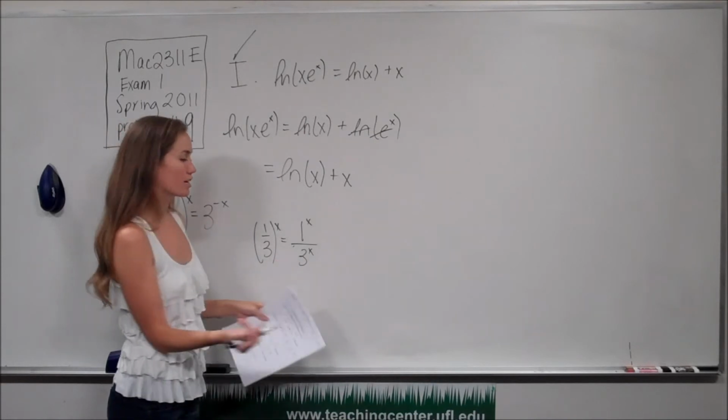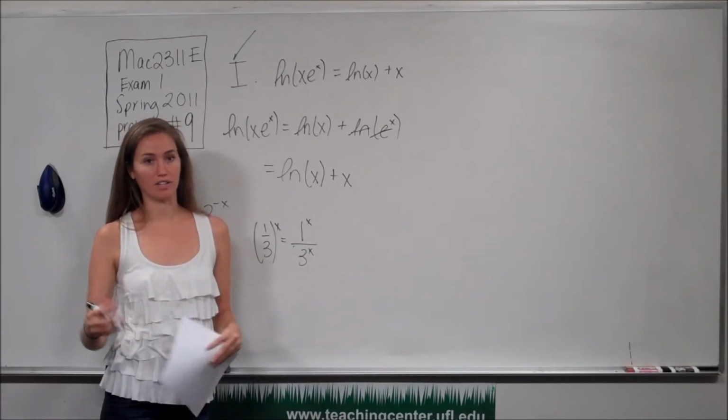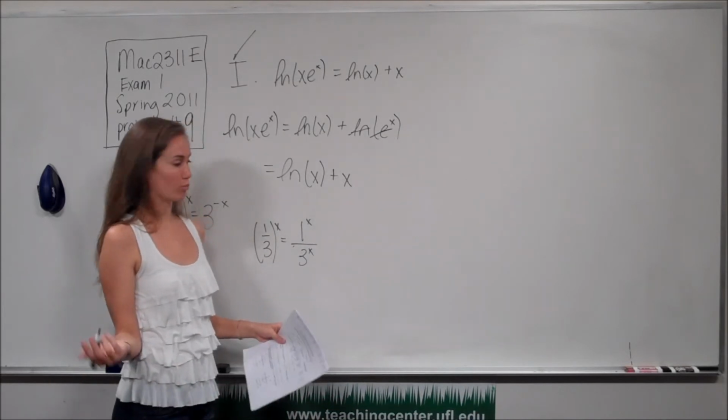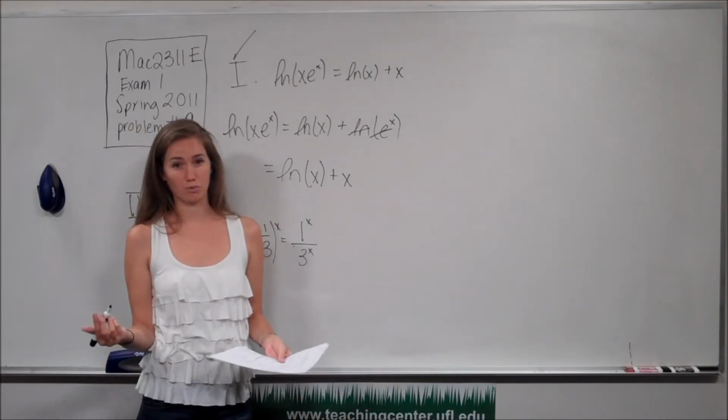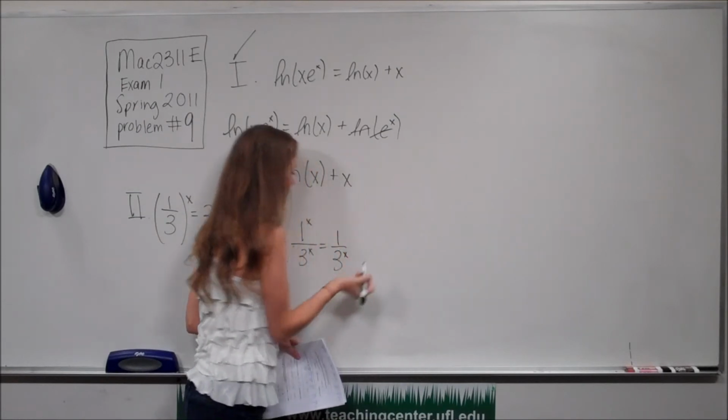Because if we have 1 squared, it's still 1. We have 1 to the 100th power, still 1 times 1 times 1, a lot. And so you're just left with 1. So 1 to the x is the same thing as 1. And so we can rewrite this as 1 over 3 to the x.